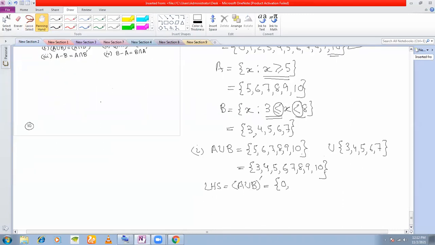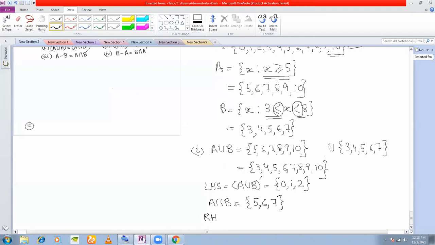So A union B complement: remove all the elements of A union B from the universal set, and you will get A union B complement, so 0, 1, and 2. These are elements that are there in the universal set, but which are not there in A union B. Let's now find out A intersection B. What are the common elements between these? If you see, the common elements between these are 5, 6, and 7, right?